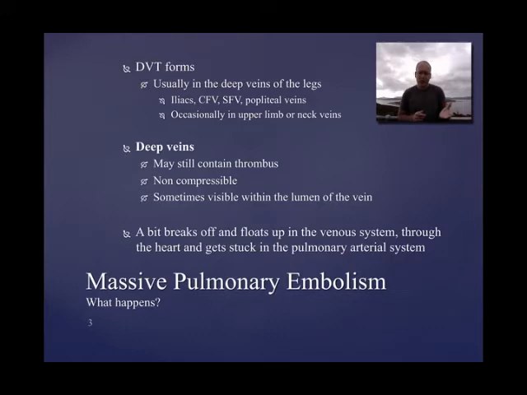Obviously with a PE, what happens is a bit breaks off from the DVT and it floats up the venous system through the heart and gets stuck in the pulmonary arteries, and that's when real mischief begins. And very occasionally you can actually see DVT as it floats up through the venous system before it gets lodged wherever it gets lodged.